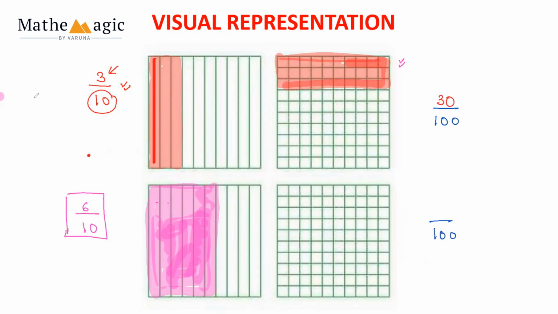Now, similarly, in the next one, suppose I color 27 parts. Now the decimal fraction becomes 27 over 100. So this is the visual representation of how we divide a particular grid into different numbers of parts. The total number of parts comes in the denominator and the number of parts that we color comes in the numerator.